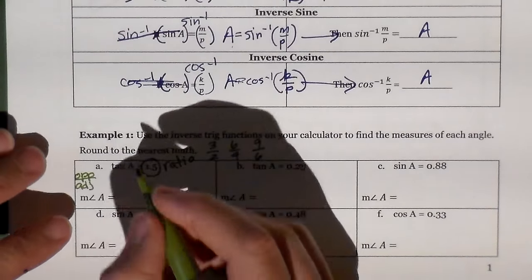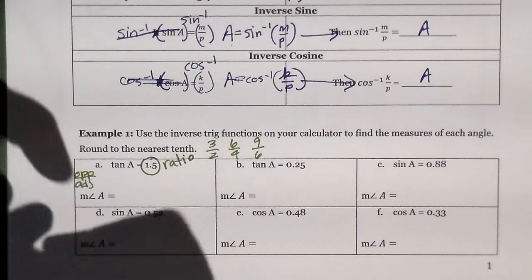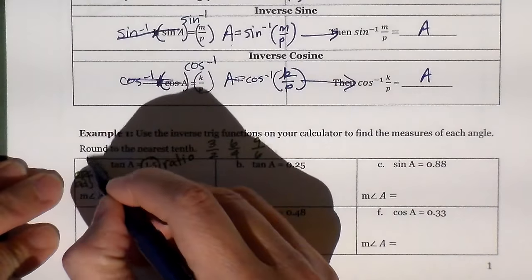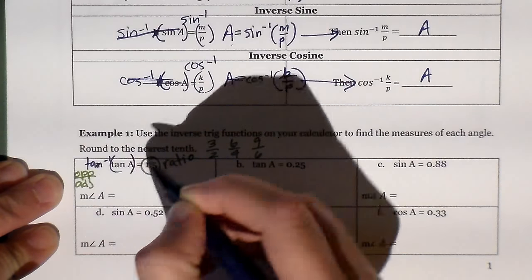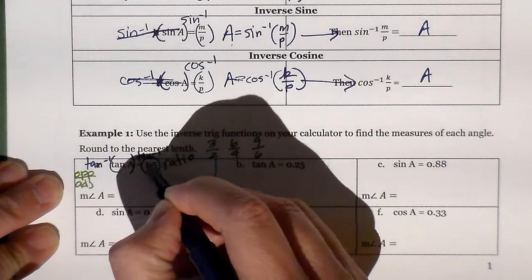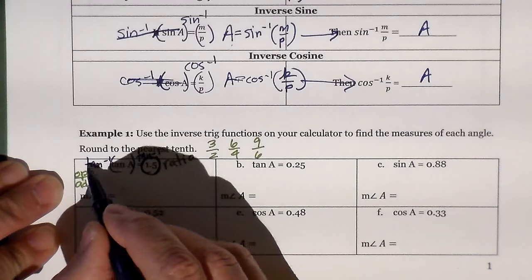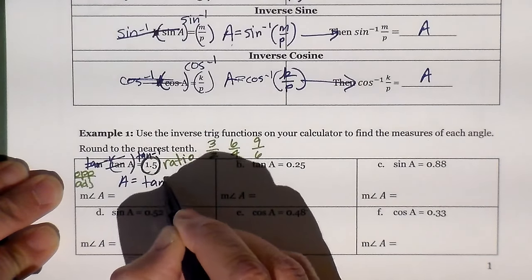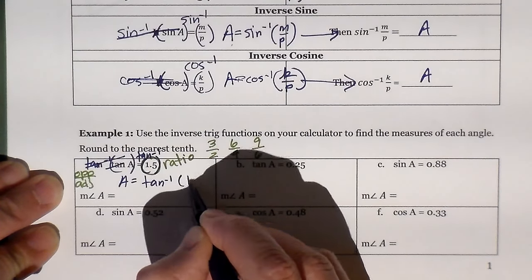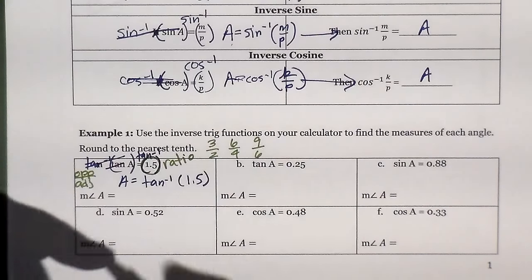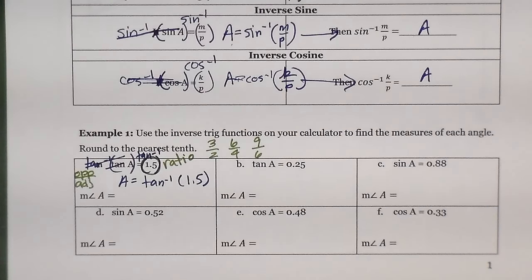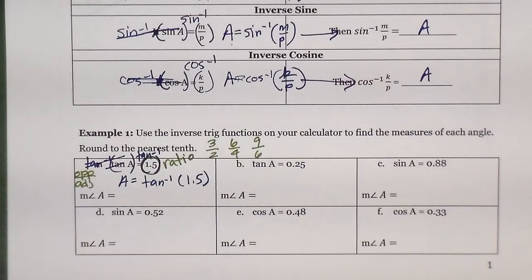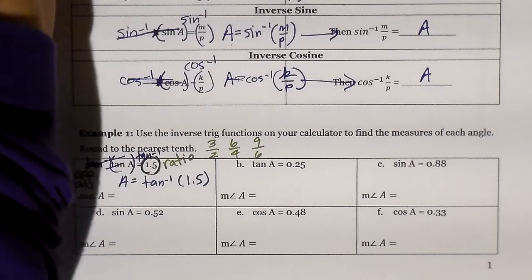Okay, so what do I do? I am going to inverse both sides like I've been doing. So I'm going to take the inverse tangent of both sides. And what happens when you inverse a function? It disappears, so that leaves me with A equals the inverse tangent of 1.5. Now I don't have a calculator with me, but what you would do here is hit second tangent on your graphing calculator.